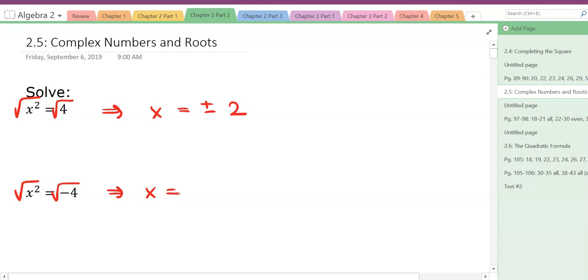Now in the second one, if I square root both sides, I'm going to get x equals, and it's not going to work. If you have a calculator in front of you and you tried to take the square root of a negative 4, your calculator will not do it. It'll give you an error message of some sort. Just like if you try to divide by 0, your calculator won't do that either. There are certain things your calculator can't do because it's not considered to be a real number. It's considered to be imaginary. So we can't find the square root of a negative.